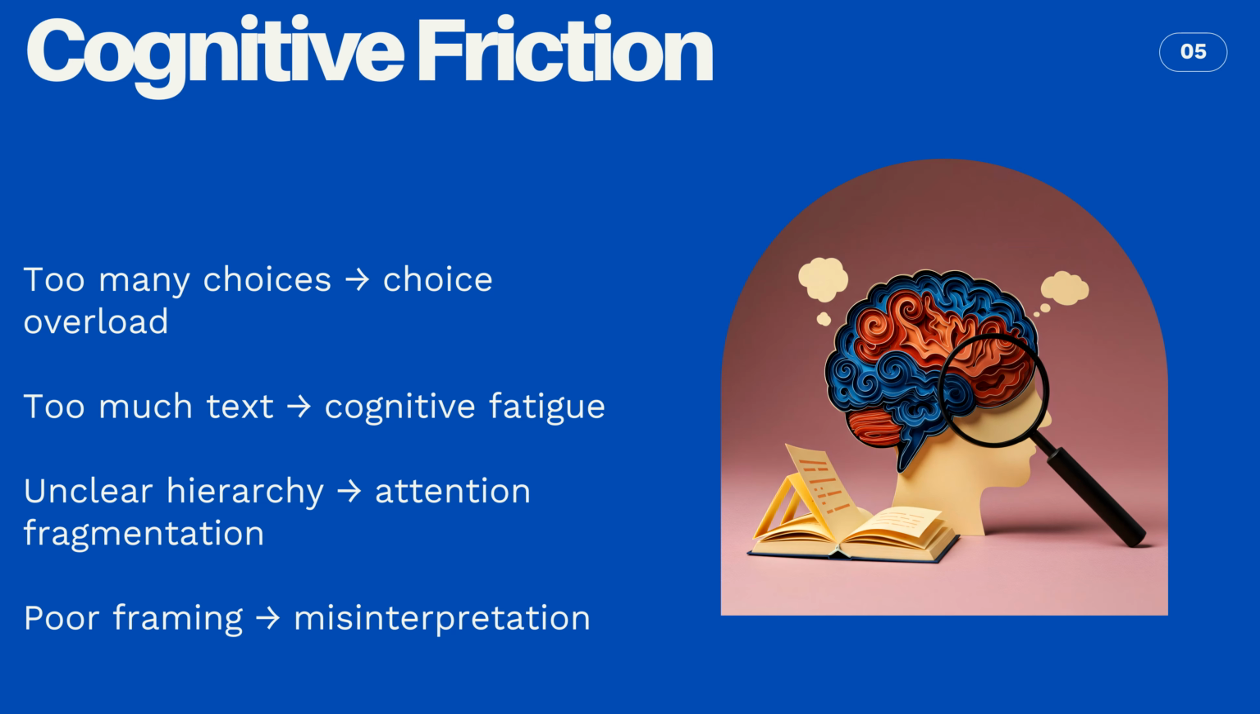Unclear hierarchy fragments attention. This aligns with selective attention theory and signal detection theory, which show that people need clear visual cues to know where to focus. Poor framing leads to misinterpretation. Framing effects, a core component of prospect theory, show that the way information is presented shapes how it is understood. The brain is constantly trying to conserve energy. When an experience feels mentally effortful, people disengage. This is why simplifying choices, clarifying hierarchy, and reducing cognitive load can dramatically increase conversion, even when nothing else changes.